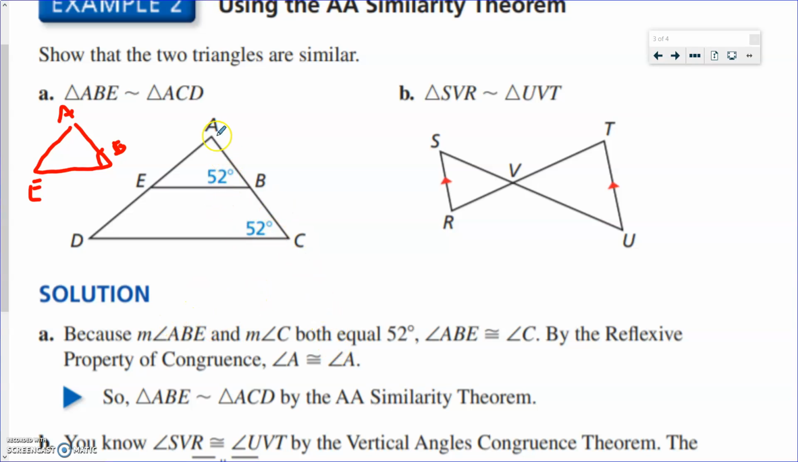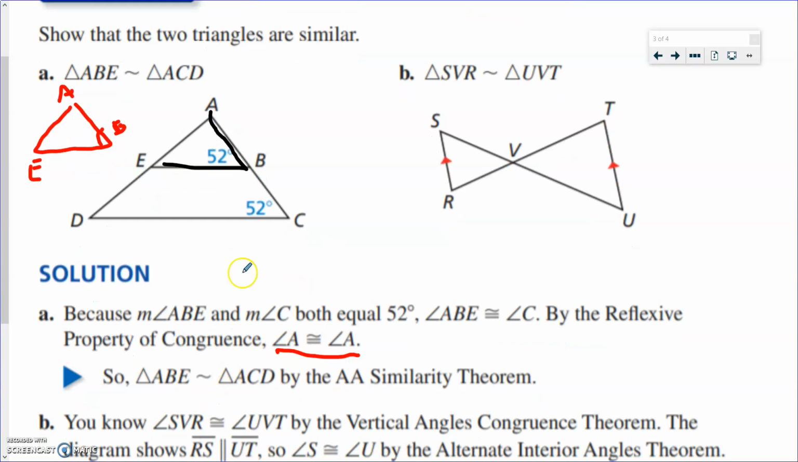This is angle ABE. You start at A, you go to B, you go to E. So that's our 52 right there. Angle ABE is congruent to angle C. By the reflexive property, that's just saying that angle A is equal to angle A on both of them. We have two pairs of congruent angles, so we have similar triangles. And the way we write that is triangle ABE is similar to triangle ACD by the AA similarity theorem.